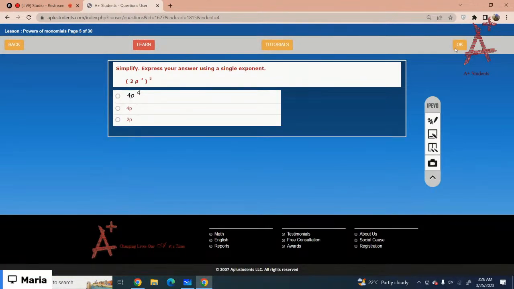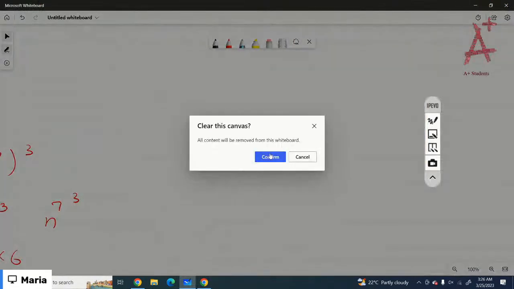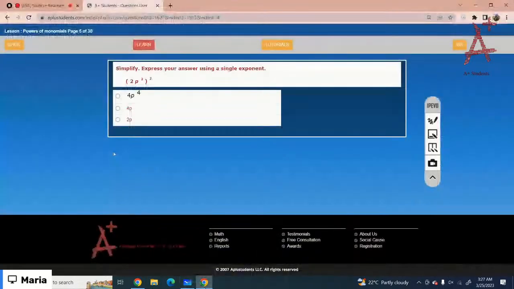Okay, 2p squared, and whole exponent 2. So which is the correct option? It would be like this. So 2 is the exponent of both 2 and p squared. Got it? So it would be 2 times 2, that is 4, and p, and if you do 2 times 2, it would be 4p to the 4. Got it? Yes, very good. The correct option is 4p to the 4.